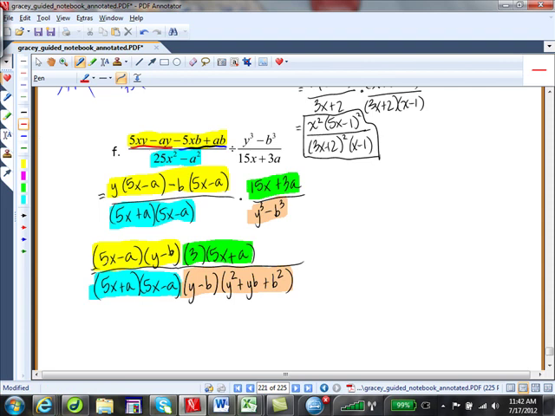We have one factor of 5x minus a. We have one factor of y minus b. We have one factor of 5x plus a. And I think that's it. So at the end of the day, we will get 3 in the numerator, and we will get y squared plus y times b plus b squared in the denominator. And we're all done.